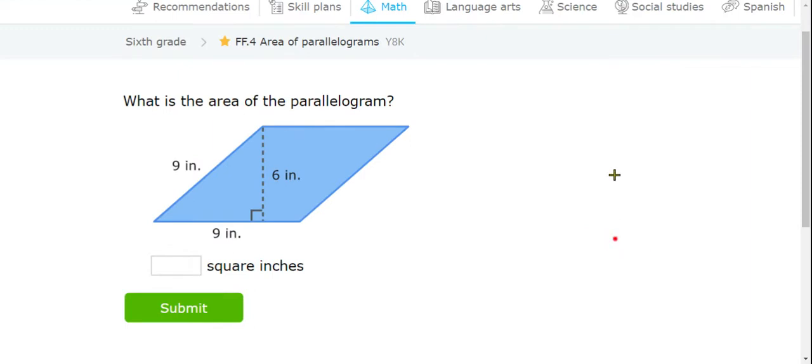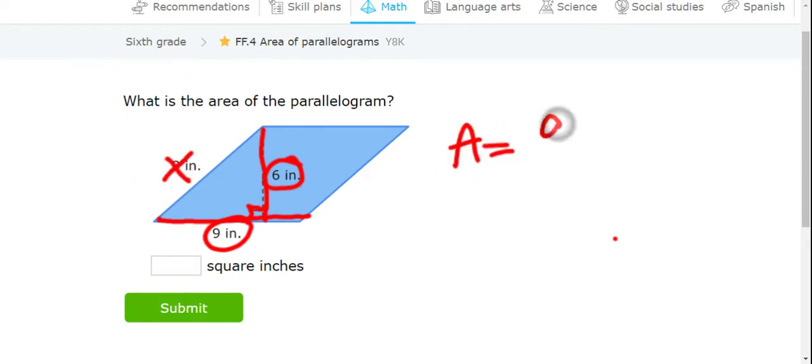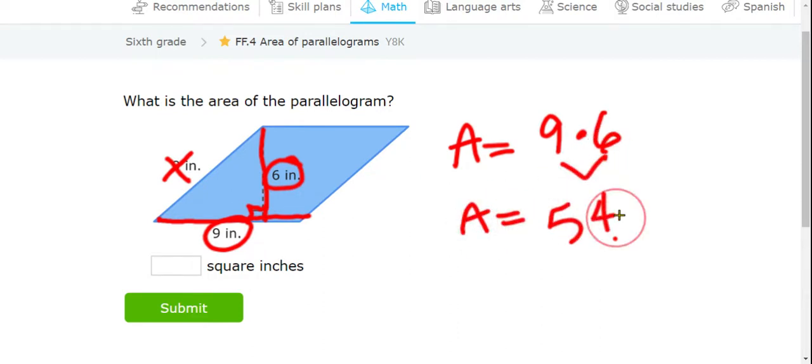Okay, with the same thing here, we're looking for the perpendicular lines at a 90-degree angle. So the base measure is going to be 9 inches. The height is going to be 6. That is extra information. So the area equals 9 times 6. Got 54 inches squared because you're multiplying inches times inches.